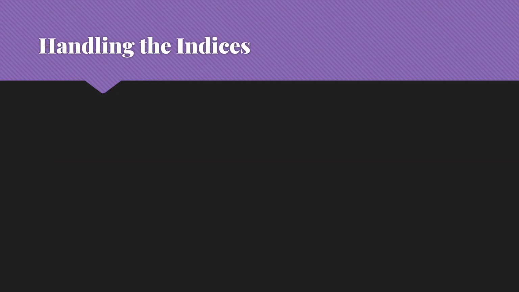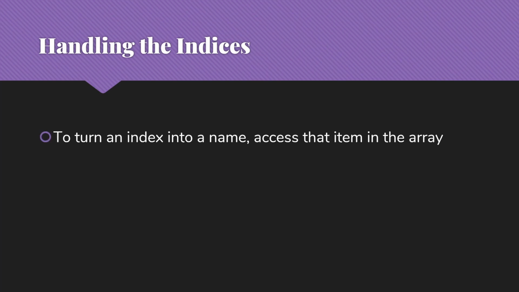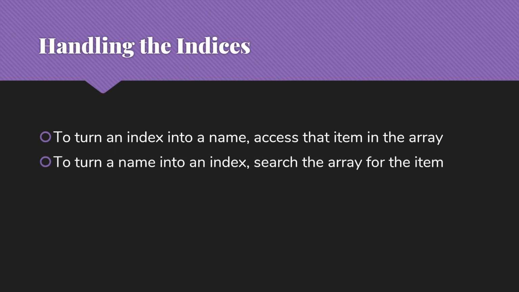So let's think about how we actually would handle the indices. To turn the index into a name, once we have the index, we're just going to access that item in the array. So that will be very quick and easy. To turn a name into an index, we're going to simply search the array for that name. Whatever index that name is found in, that's the index for that vertex.